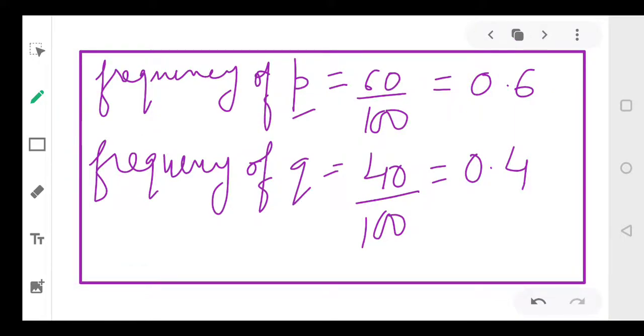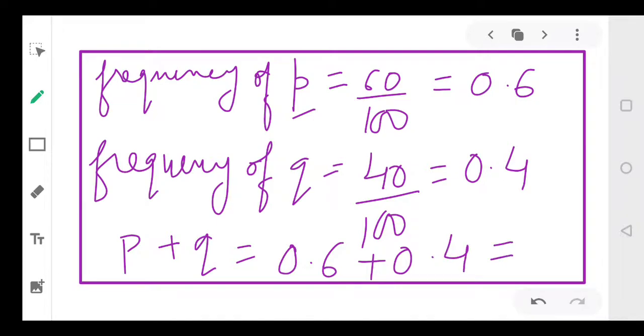So P will be equal to 60 upon 100, that is 0.6, and Q will be equal to 40 upon 100, that is 0.4. Now just add P plus Q. What will be the value? It is 0.6 plus 0.4, equal to 1. Isn't it? Yes. So this is what Hardy-Weinberg said, that in a population the frequency of alleles will be constant and the sum of all frequencies will be equal to 1. Okay dear? I hope there is no doubt now.